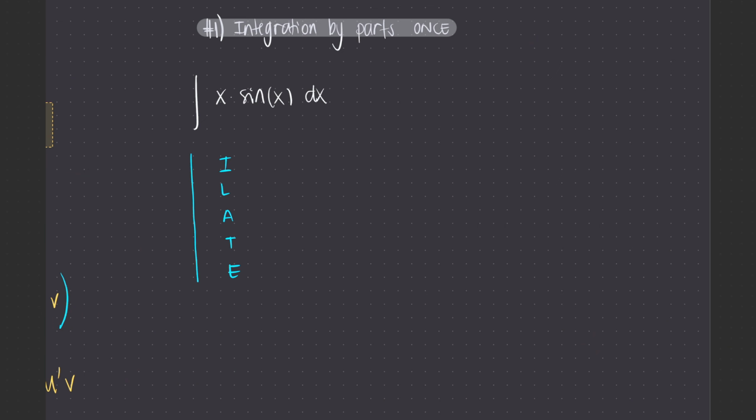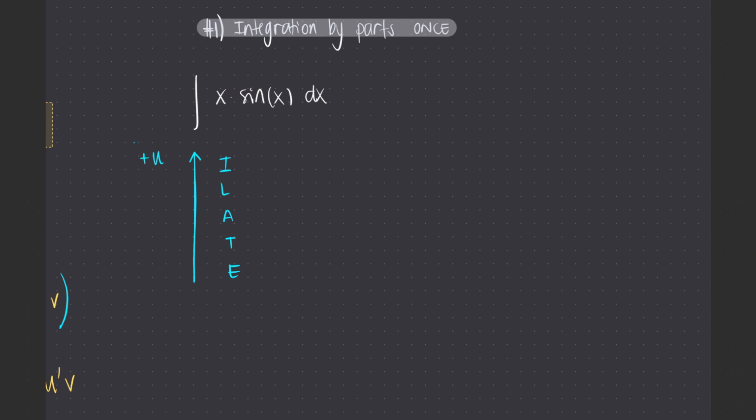Now, there's a way to make sure 90% of the time that you choose the correct u. And I say 90% because there are some very creative types of integrals which require creative strategies. For example, the integral of ln of x squared. In that case, it's a little bit hard to see. However, let's say in 99% of the cases, if you use this acronym, you're going to be fine. The acronym is the following: ILATE. And it's easy to remember if you just picture yourself getting to class. You're always late, right? I late.